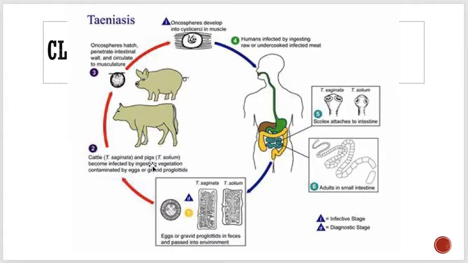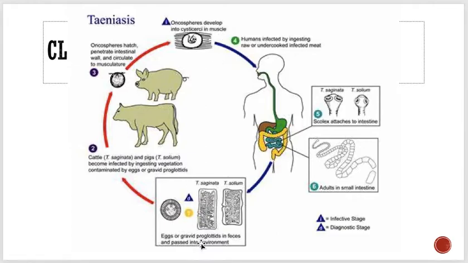Once they feed on that, they can have these eggs inside them. Then the eggs penetrate the intestinal wall, circulate in the blood and reach the muscles. Once they reach the muscles, oncospheres develop into cysticerci in muscles. Of course, what we feed on is the meat, or simply the muscles.